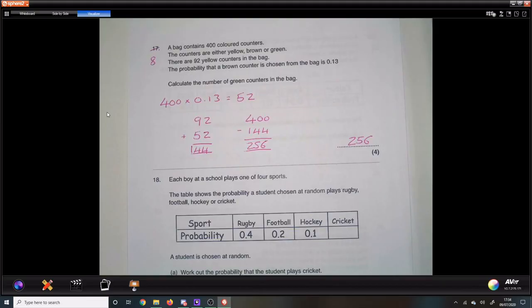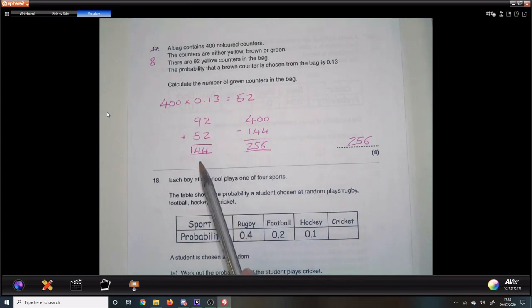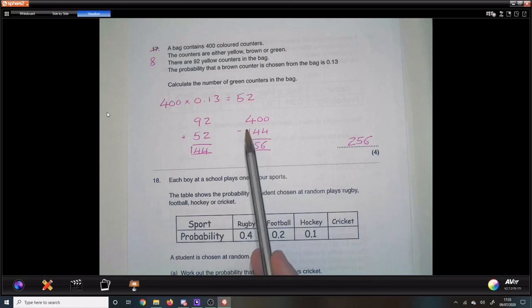Okay, question 8. The probability the brown counter is chosen from the bag is 0.13. So if you do 400 times 0.13, you get 52. So that tells you there are 52 brown counters. If you add that to the 92 yellow counters that we know, you get 144 counters. If you do 400 take away 144, you get 256. So we know there are 256 green counters.